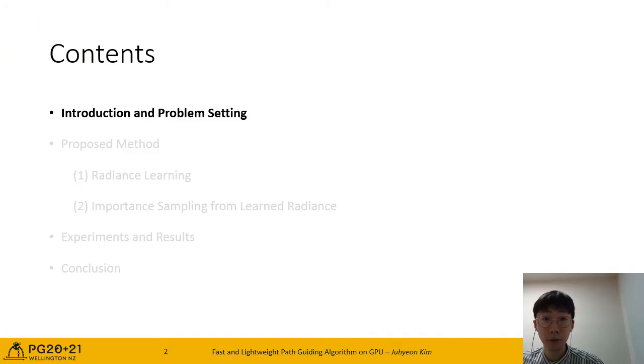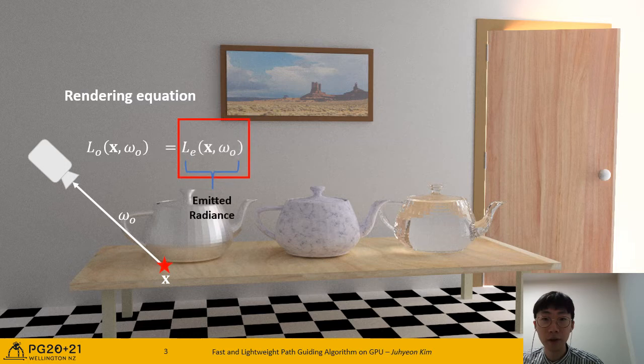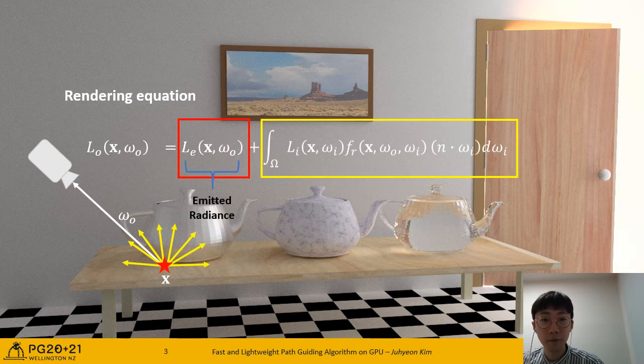Before talking about the main paper, let's first review the background. So, what is rendering? In physical meaning, rendering is a process that calculates an outgoing radiance L_O at first hit point X toward camera direction omega O. According to the rendering equation, outgoing radiance is the sum of emitted radiance and integration of reflected incident radiance over the hemisphere, which is attenuated by BRDF, a function that defines how light is reflected at surface, and the cosine term with normal vector.